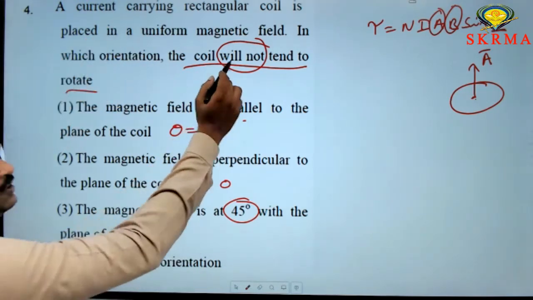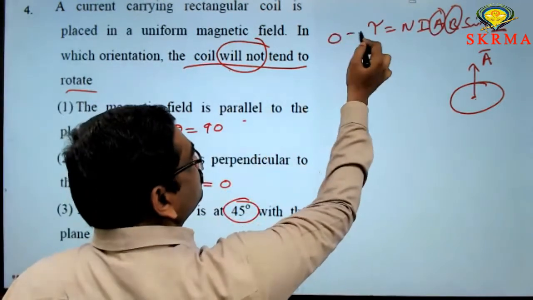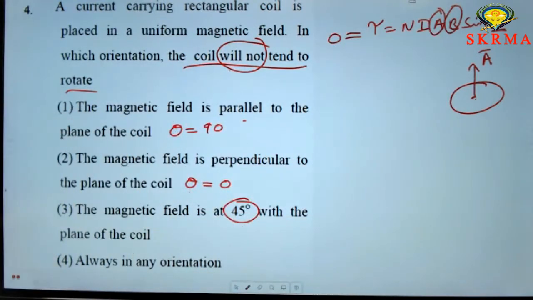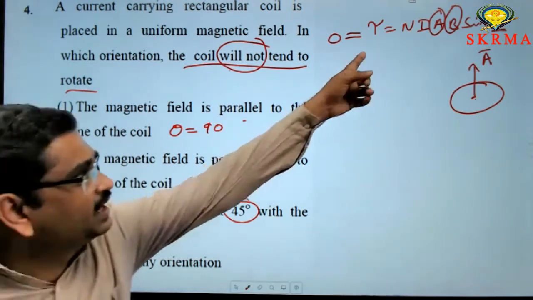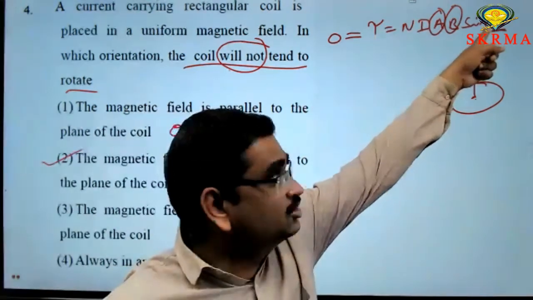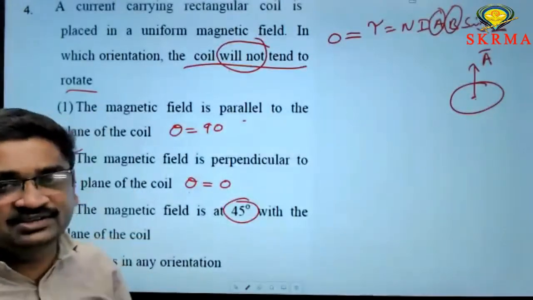So will not tend to rotate means torque should be 0. So it is not rotating means torque should be 0. Now in which case is torque equal to 0? For the second option torque is going to be 0. If theta equal to 0, then the entire torque will be 0. Sin 0 is 0. So the entire torque equation becomes 0.